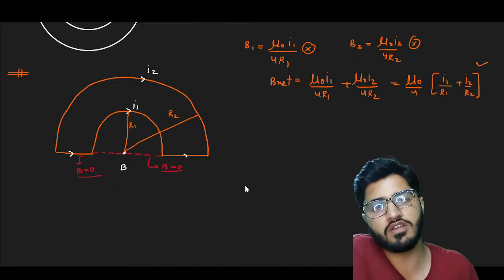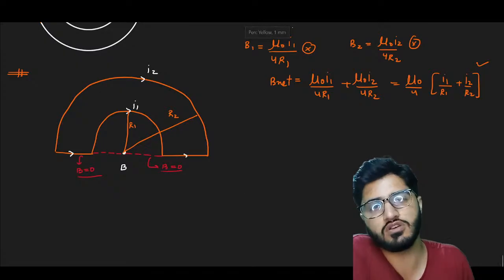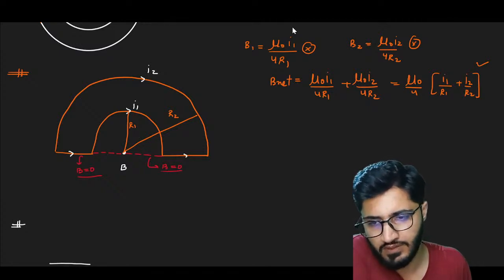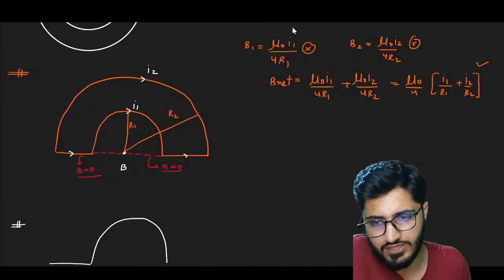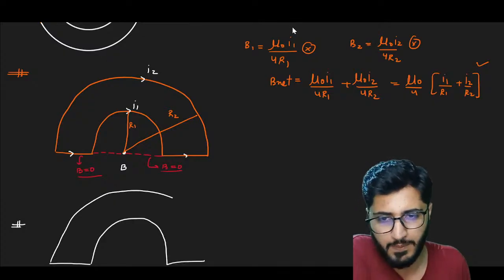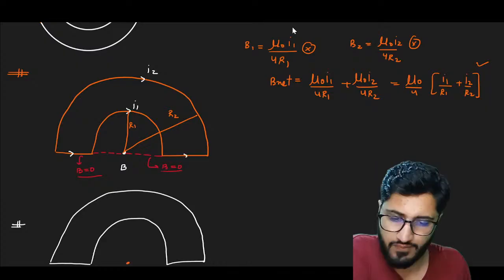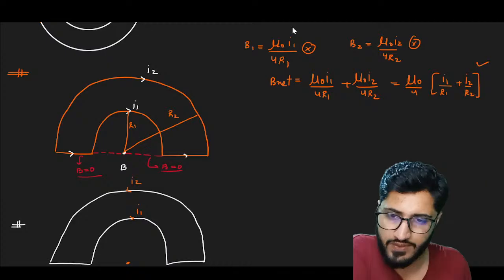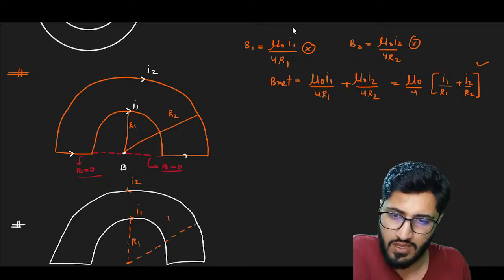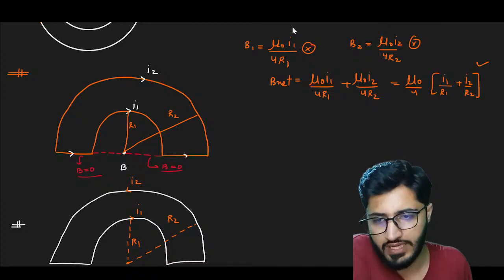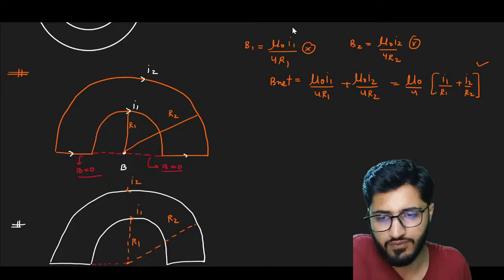Now suppose we change the direction of current. Same numerical, but only the direction of current changes. Look now. Central point. I1 is in this way, I2 will be in this way. R1 radius, R2 radius. If we talk about this wire, still my B is 0.